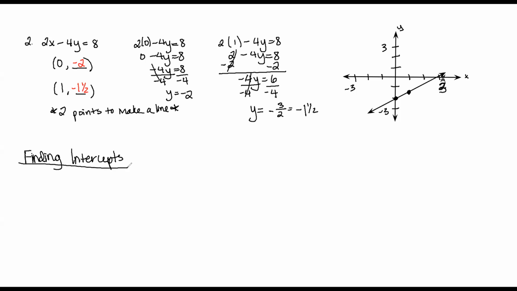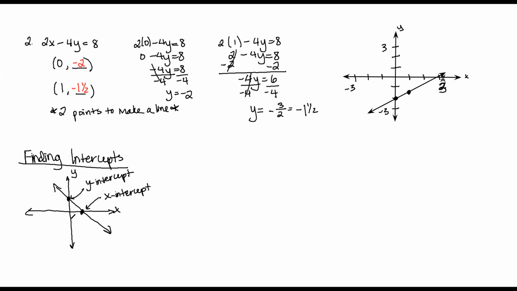So for finding intercepts, let's first talk about what intercepts are. So let's say that we had this really roughly drawn graph here. We have our x and our y-axis. And let's say we have this line that goes down to the right like this. The intercepts are where it intersects the x and the y-axis. So this point here is the x-intercept, because it crosses the x-axis. And this point here is the y-intercept, because it crosses the y-axis there.